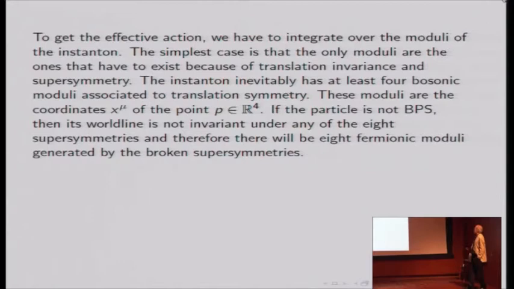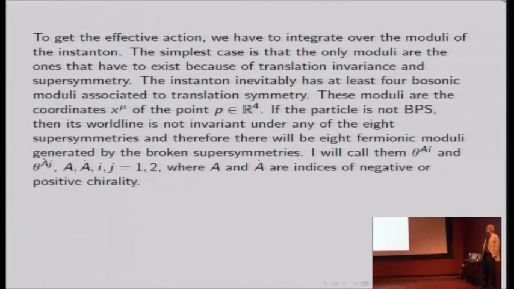If the particle is not BPS, if it is not invariant under any supersymmetry, then its world line is not invariant under any linear combinations of the 8 supersymmetries, and the 8 supersymmetries will generate 8 fermionic moduli of the particle world line. I'll call these 8 fermionic moduli theta AI and theta A dot J, where I use the fact that they have the same quantum numbers as the supersymmetries. So there are 2 sets of negative chirality moduli and 2 sets of positive chirality moduli.